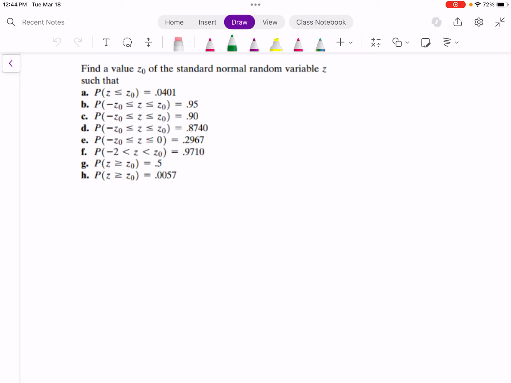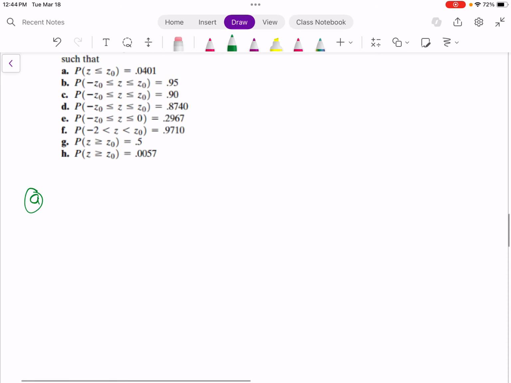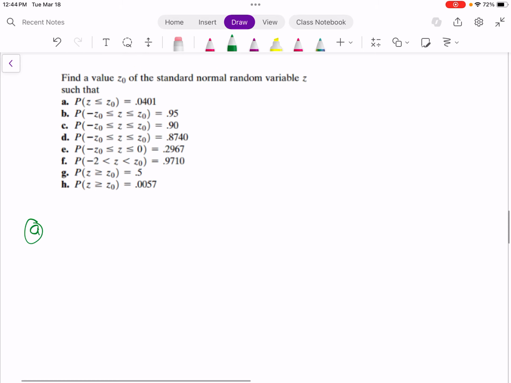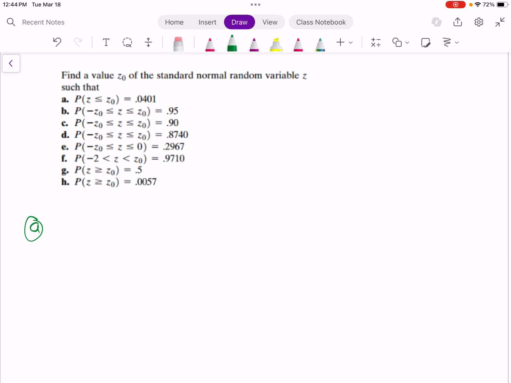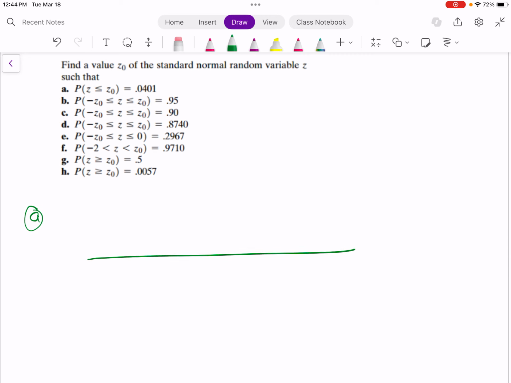So we have A, and for each problem I want you to draw the picture here. So what kind of distribution is this? This is a standard normal distribution, right? So let's draw a standard normal distribution. Our variable is g. We are asked to find g naught for this page 3, such that the probability that g is less than or equal to g naught. So we have a 0 here, mean 0.